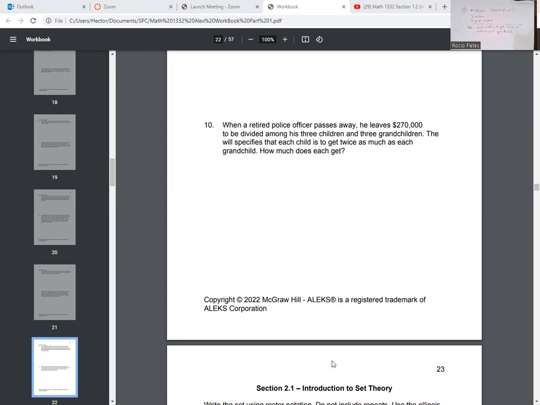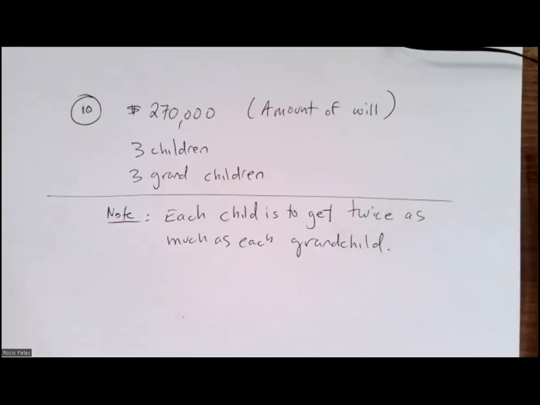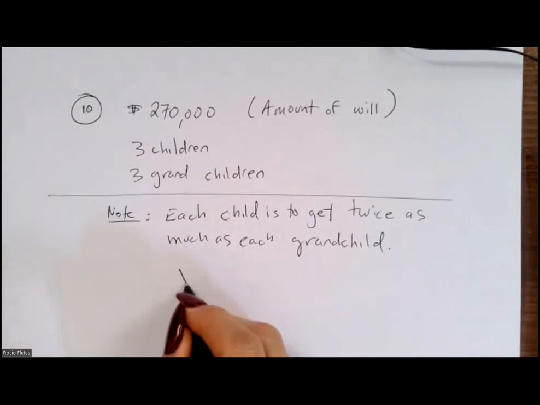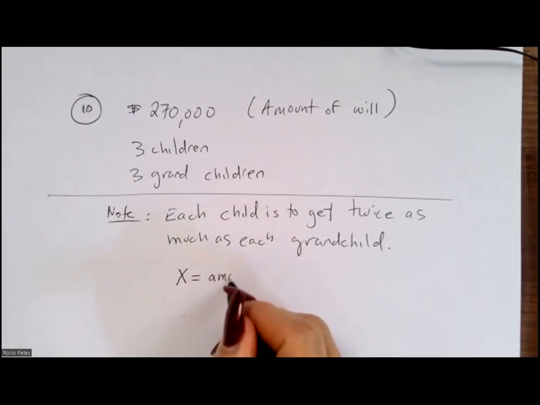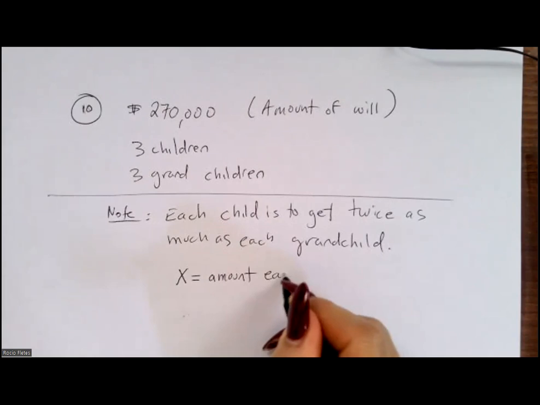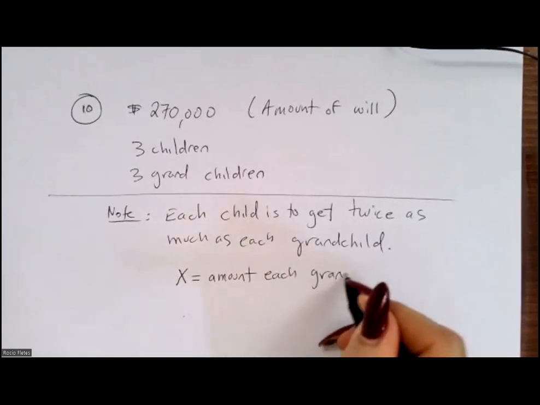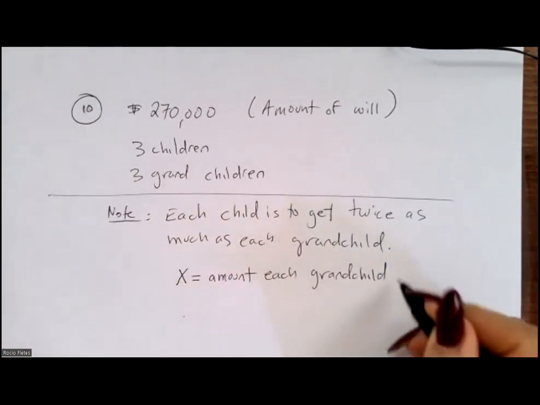Okay, so let me stop sharing so we can do this together. I do not know the amounts, I'm looking for them, right? So I focus on the person who's going to get the least. And so I'm going to say X is how much each grandchild will get. So X equals the amount each grandchild will receive.